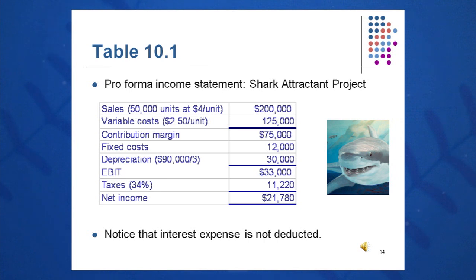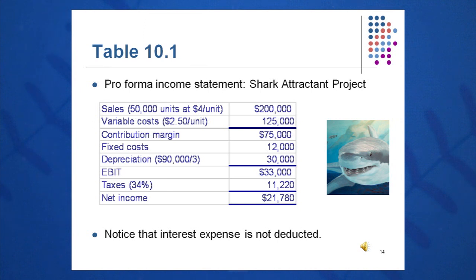As I said, one-page sheet of assumptions, one-page income statement. We're going to project that this shark attractant product can sell 50,000 units at $4 a unit, giving us sales of $200,000. The variable cost will be $2.50 a unit. $2.50 a unit times 50,000 units is $125,000 in variable cost. The contribution margin, which we calculate to see if we have coverage of our fixed costs, is a very important calculation. Sales minus variable cost equals contribution margin.